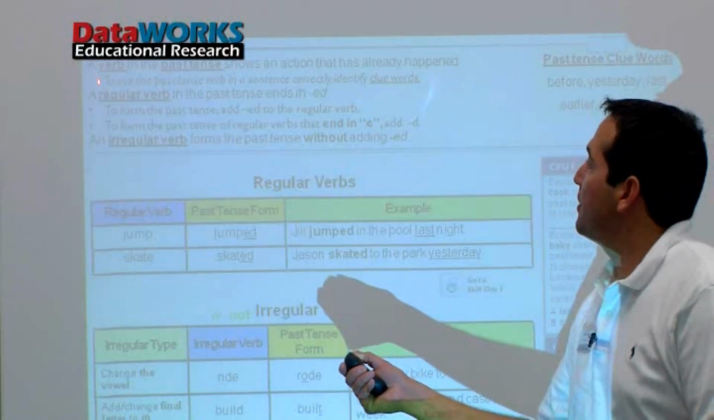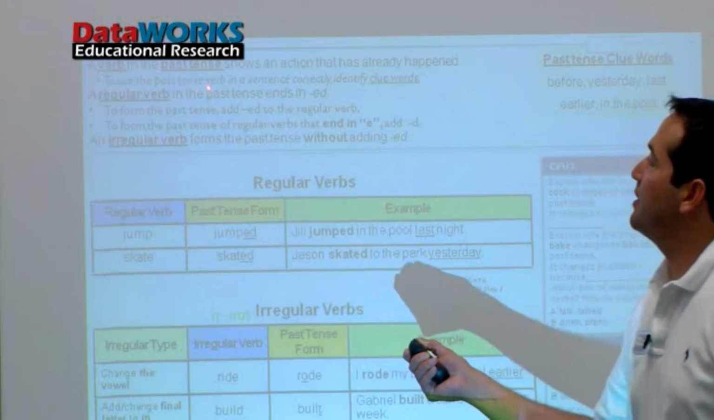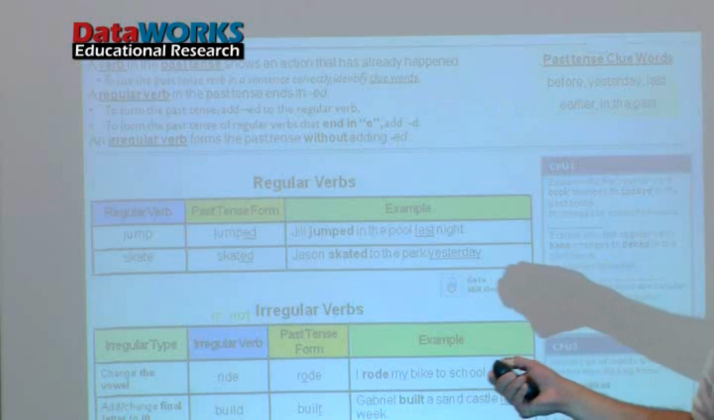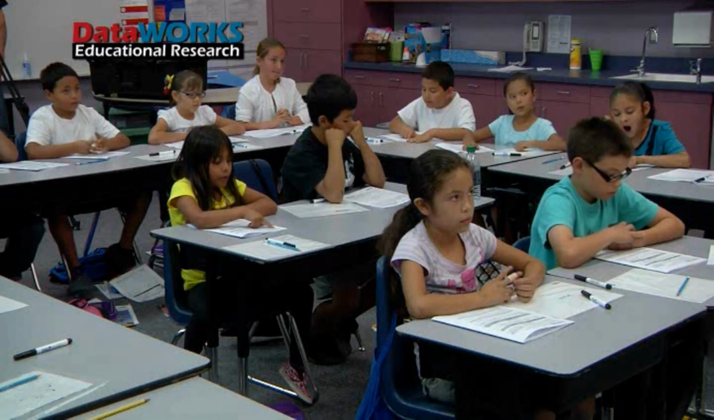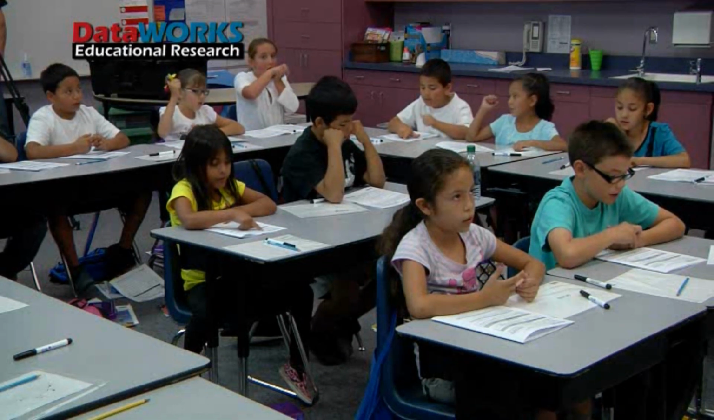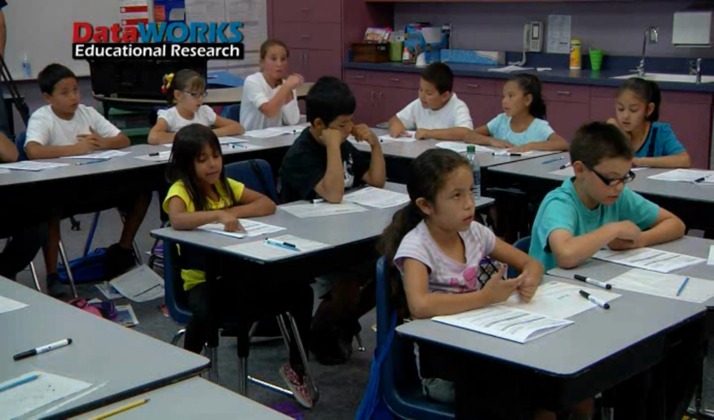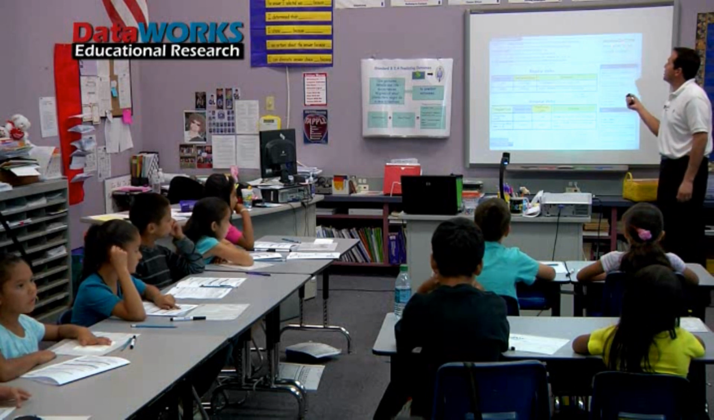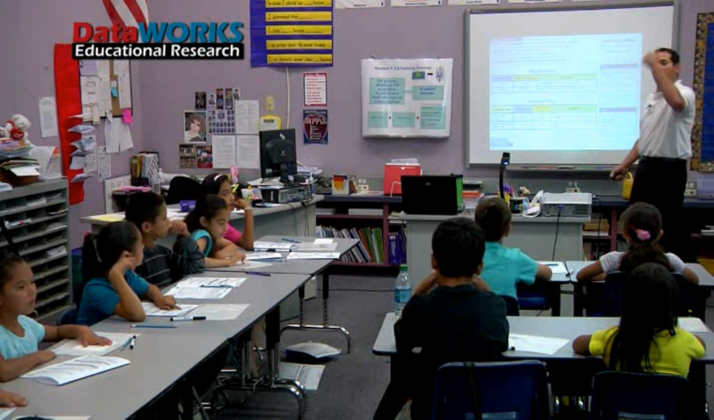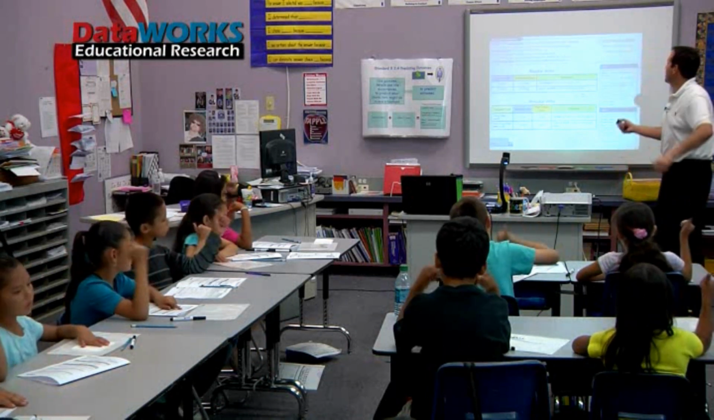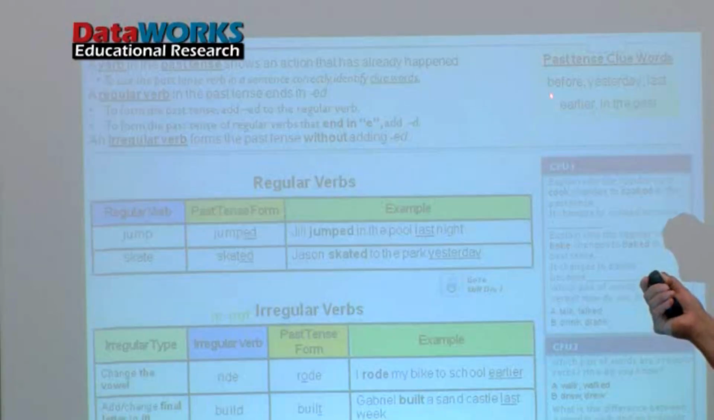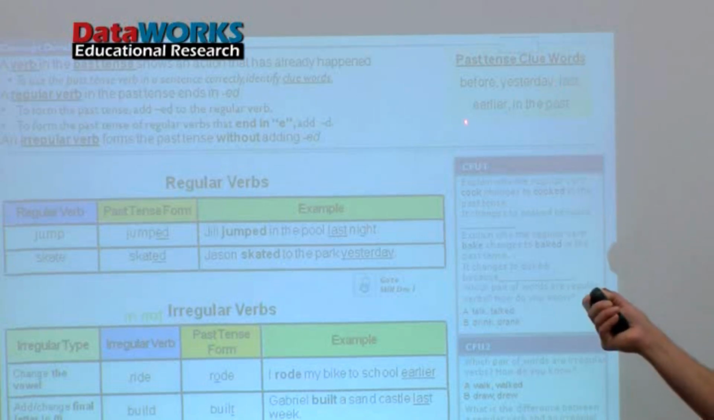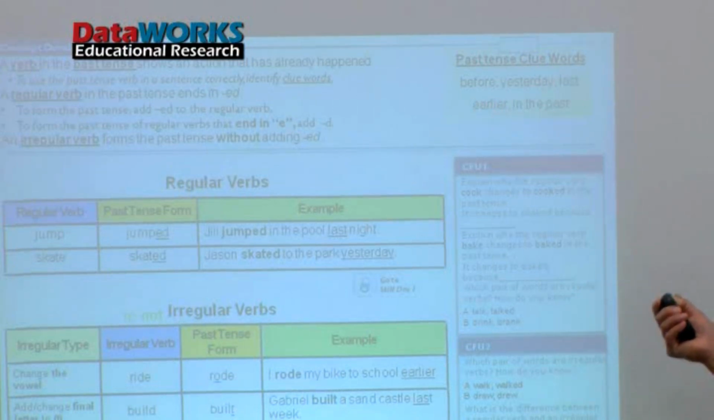Track with me while I read this first. To use the past tense verb in a sentence correctly, identify clue words. So now let's read this together. To use the past tense verb in a sentence correctly, identify clue words. Some of the clue words in a sentence will tell us it's in the, everybody, past tense. Here's some clue words. Read them with me. Before, yesterday, last, earlier, in the past.